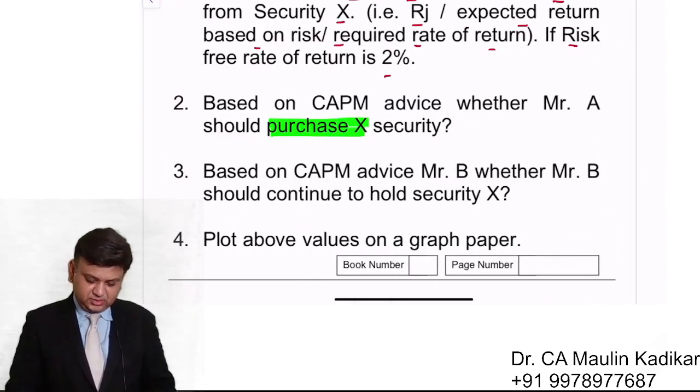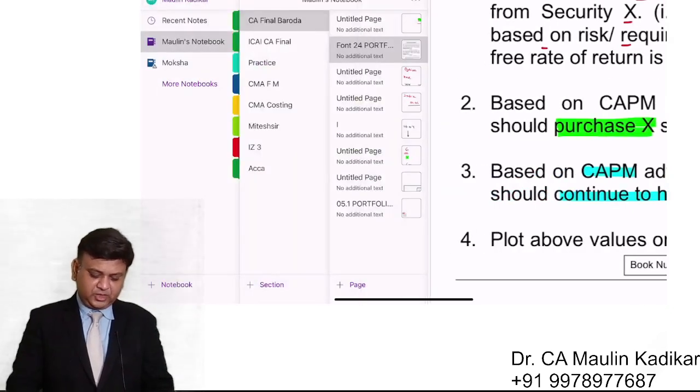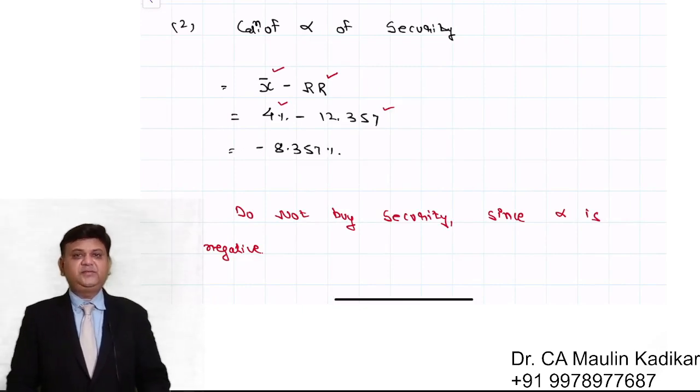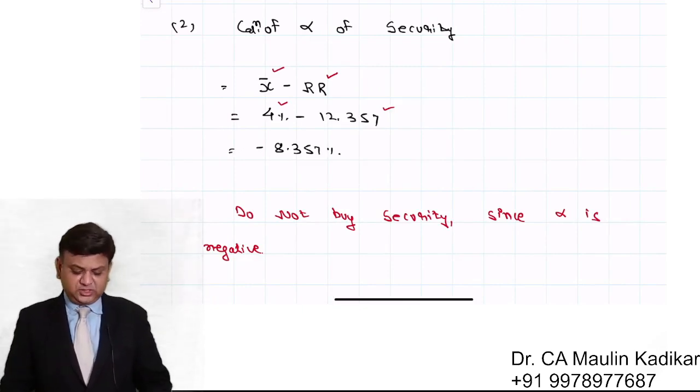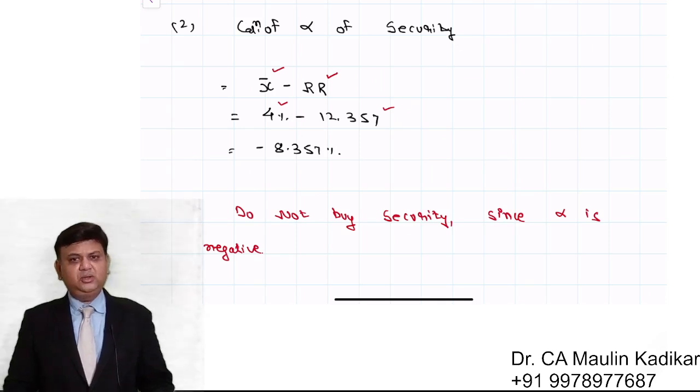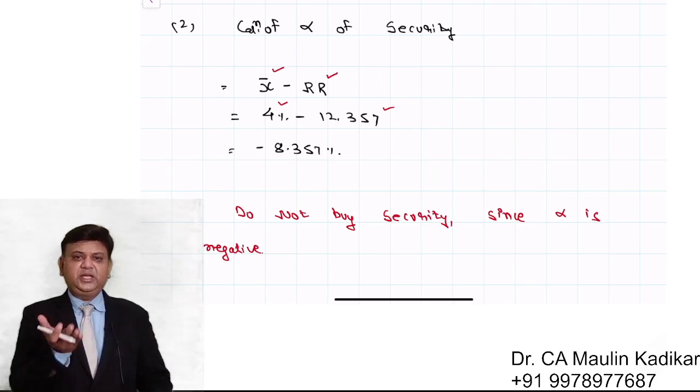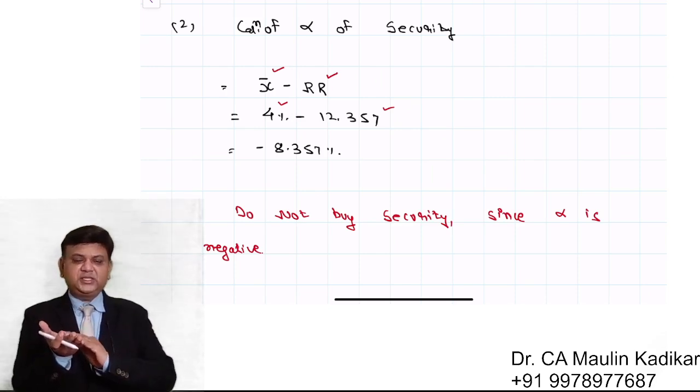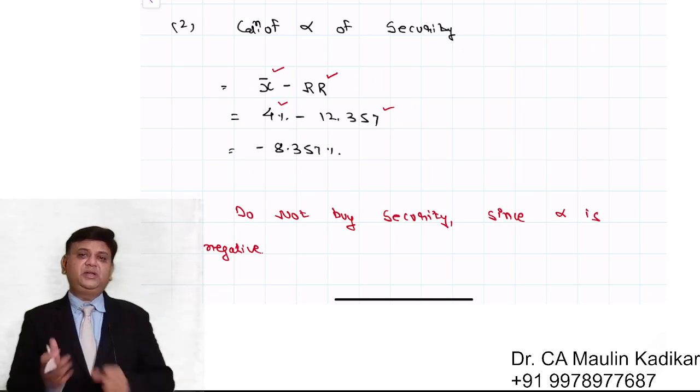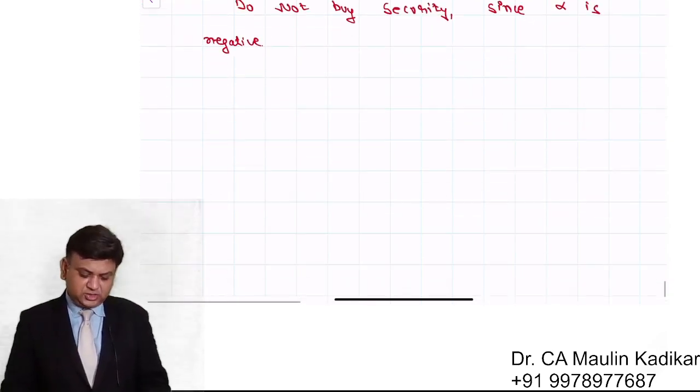नेक्स्ट क्वेश्चन, बेस्ड ऑन CAPM advise Mr. B whether Mr. B should continue to hold the security. तो वापस हमको ये बताना है that whether you should continue to hold the security. The answer is no. Why? Because again the alpha is negative. आपके पास सिक्योरिटी है पर सिक्योरिटी का जितना रिस्क है ना उस हिसाब से आपको रिटर्न नहीं मिलने वाला है. So you should not hold the security.